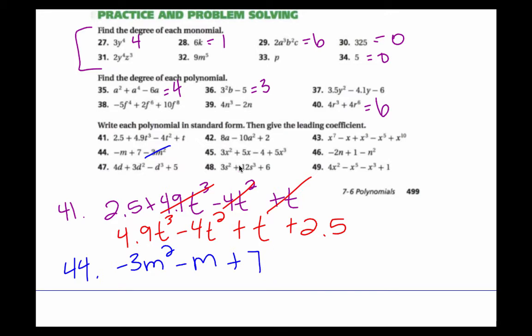So that's really all that is, okay, just understanding what the degree is. If we're talking about a monomial, it's different than if we're talking about a polynomial, and then understanding what standard form is.